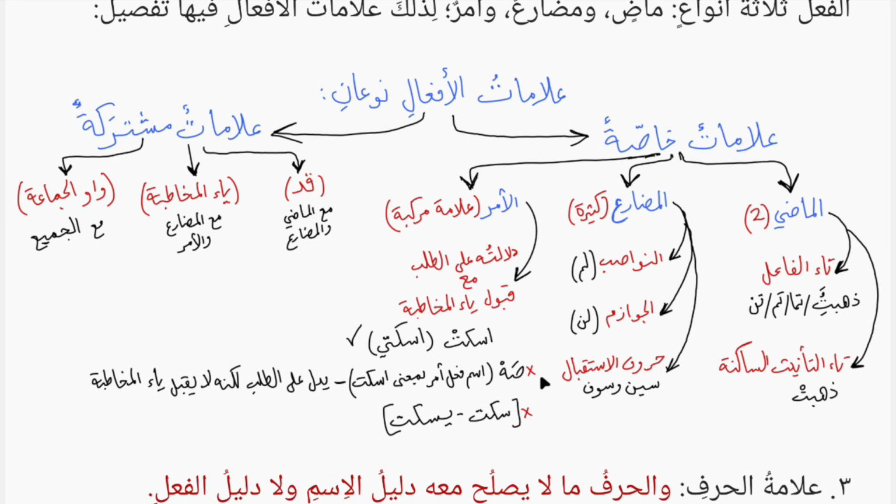Hence we've put a cross. This is not amr. Why? Because it's only accepting one of the 2 parts. This is a compounded sign. It has to accept both parts.